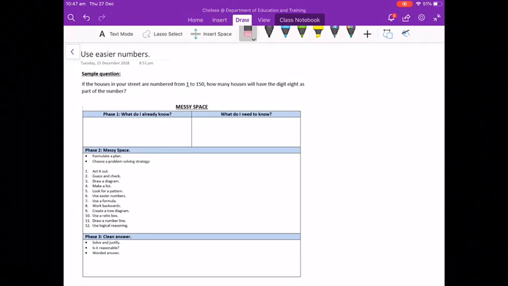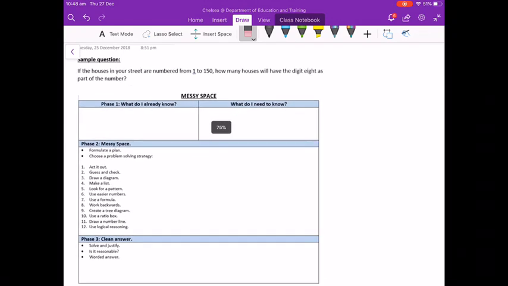Today we're going to look at the problem-solving strategy, use easier numbers within the messy space framework. I'm going to start by reading the sample question. If the houses in your street are numbered from 1 to 150, how many houses will have the digit 8 as part of their number?